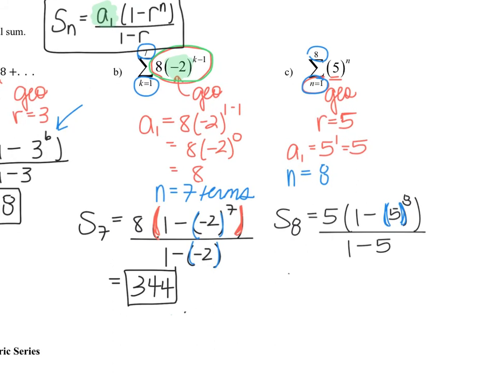And then let's go straight to your calculator, being very careful with parentheses again. This is going to be a very large sum since we're multiplying by 5. It looks like 488,280 will be the sum of the first 8 terms represented by this geometric series, which is written in sigma notation.